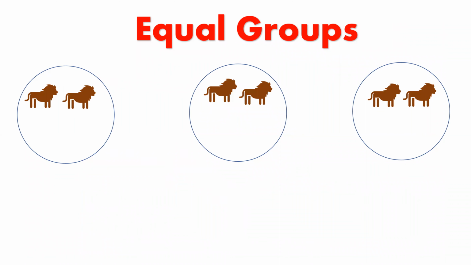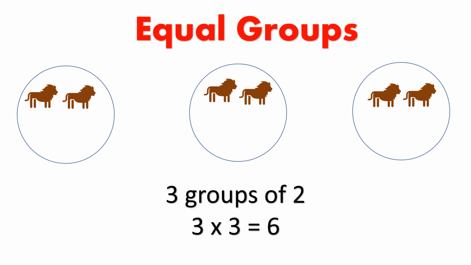Write a multiplication problem to match the equal group. Let's do this together. I see that I have 3 circles, so that means I have 3 groups. I also see that there are 2 lines in each group, so that means I have 3 groups of 2. So my multiplication problem is 3 times 2. Great job.